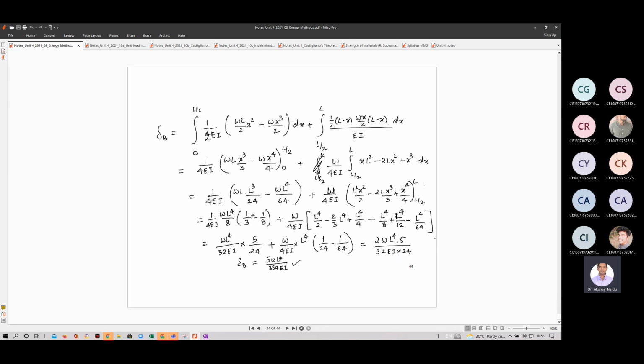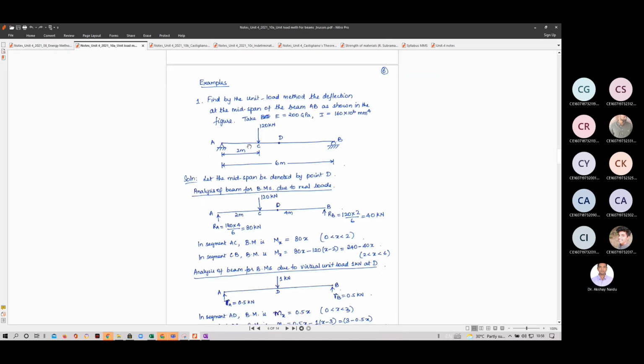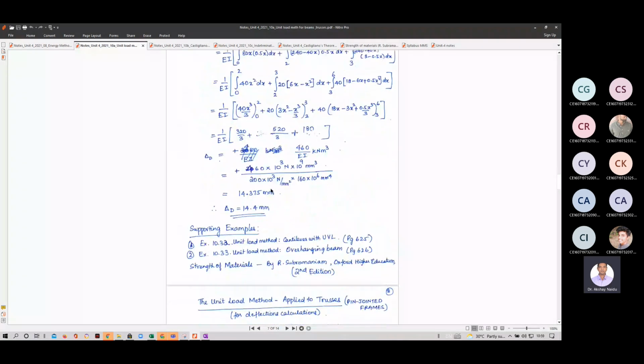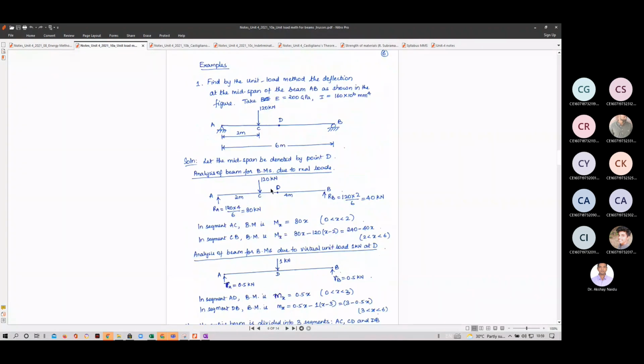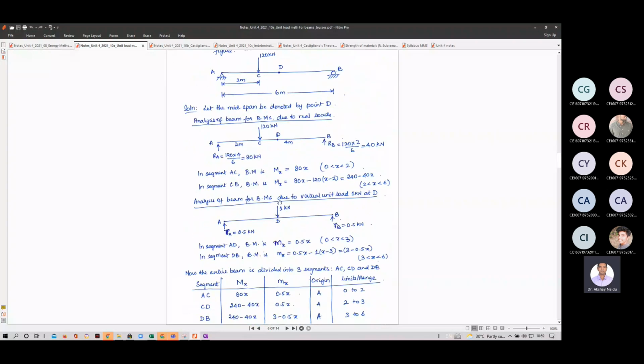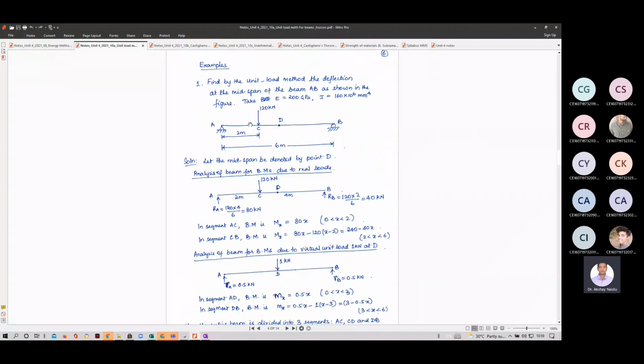Now let us do it for trusses. I have done a number of problems. You go through it, and in these notes also, go through these notes, very, very important, for the unit load method, virtual. So here I want to find the same problem which I did using Castigliano's theorem. I'm doing it by unit load.